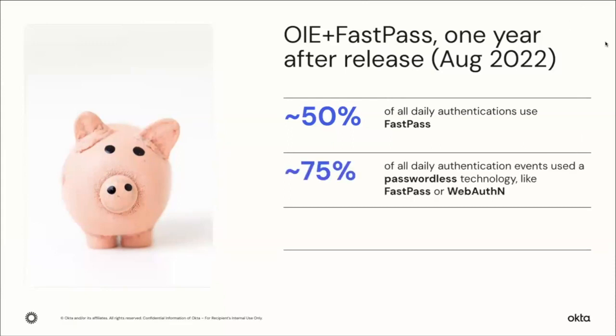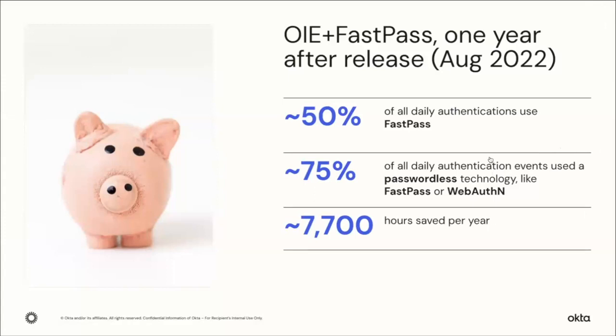Within a year, a full 75% of our authentication events in our tenant use a passwordless technology, be it WebAuthn or FastPass itself. And given the FastPass sign-on experience compared to a traditional MFA flow is about 1/3 as long, you can calculate based on the count of authentication events into your tenant how much time was saved. We found in that first year, we saved about 7,700 person hours.